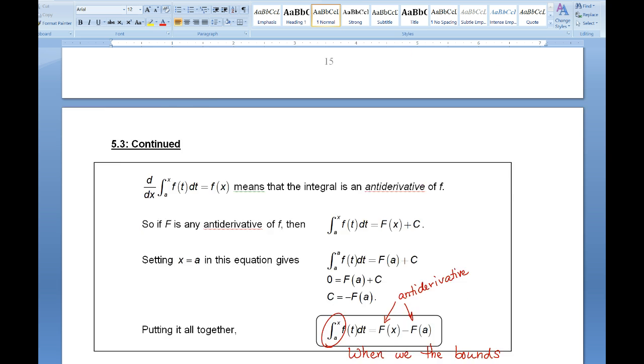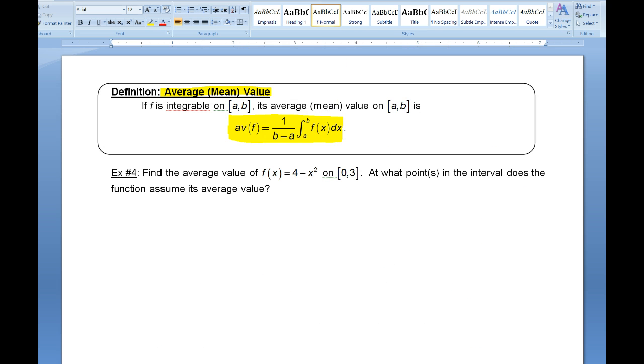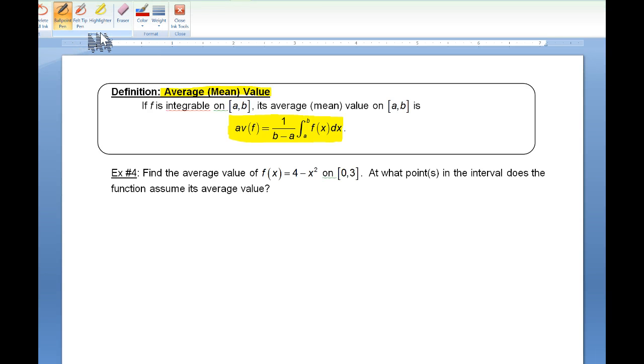So now we want to look at the next example. Find the average value, and just a little note here, the average value is a y value. I want to find the average value of 4 minus x squared from 0 to 3. You don't necessarily have to graph this, but what does 4 minus x squared look like? It's this here, right?